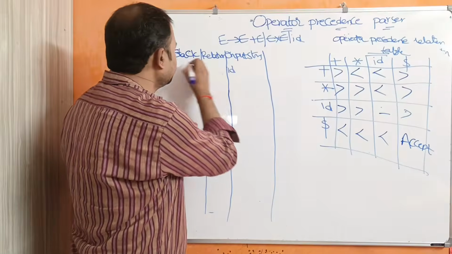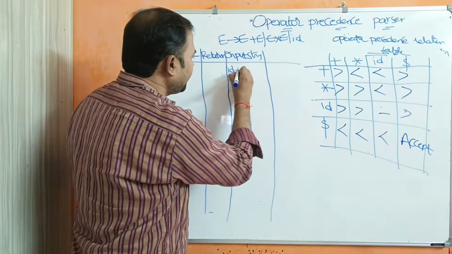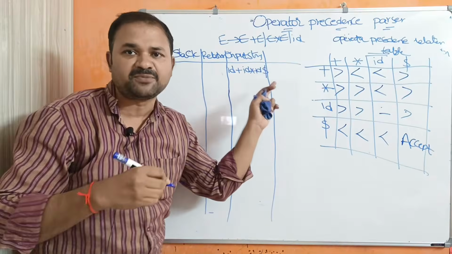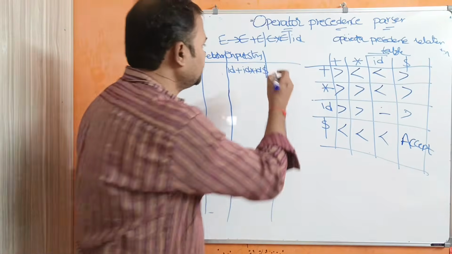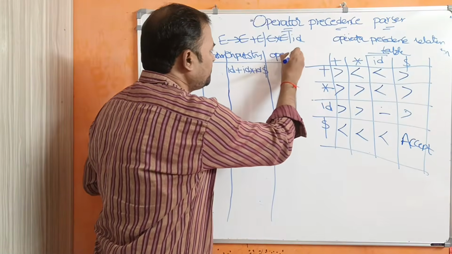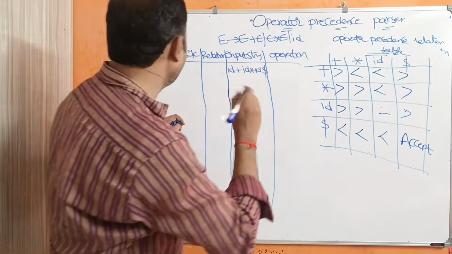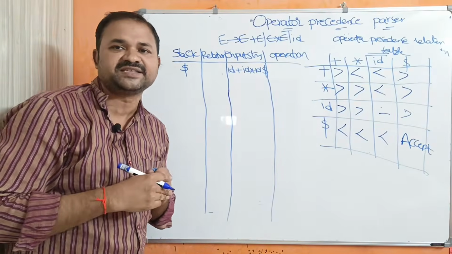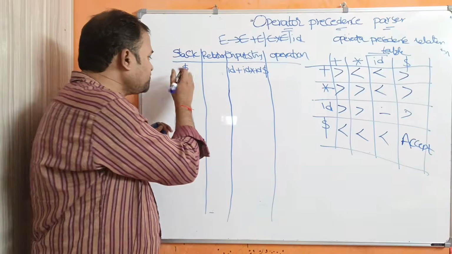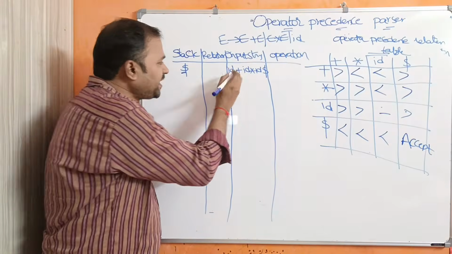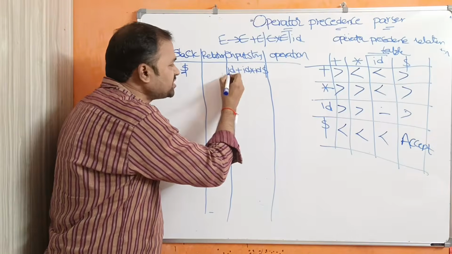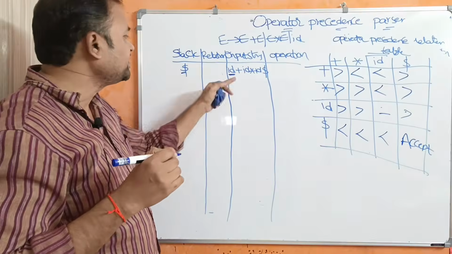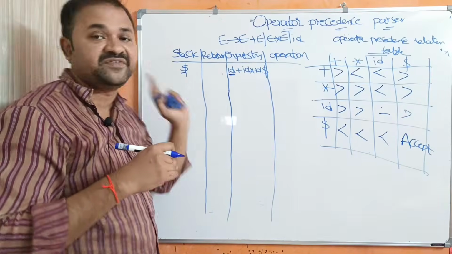Input string. So here which string we are parsing? ID plus ID star ID. But here every string ends with dollar symbol. So we have to write dollar at the end of the input string. Next one is operation. So which operation we have to perform? Okay. Initially the stack topmost symbol is dollar. So what is the stack topmost symbol? Dollar. So we have to compare dollar with the first symbol in the input string, what is it? ID. So dollar ID. So which one is having higher priority?